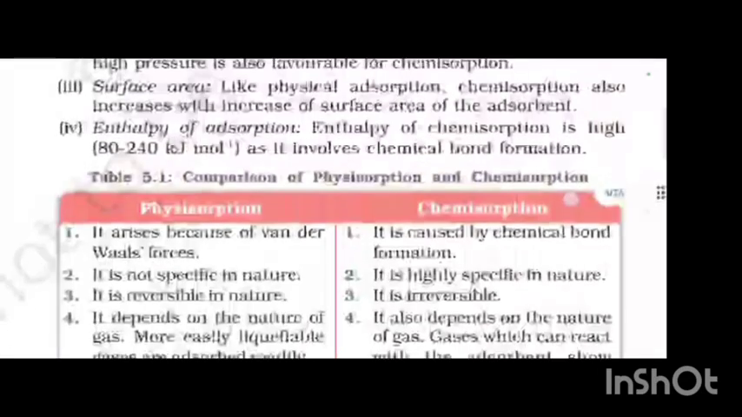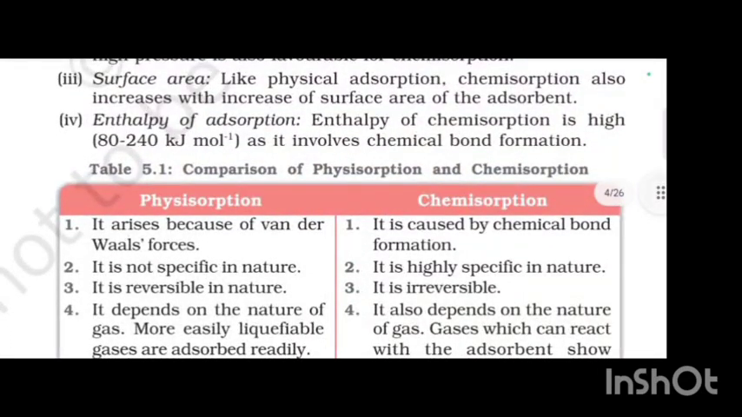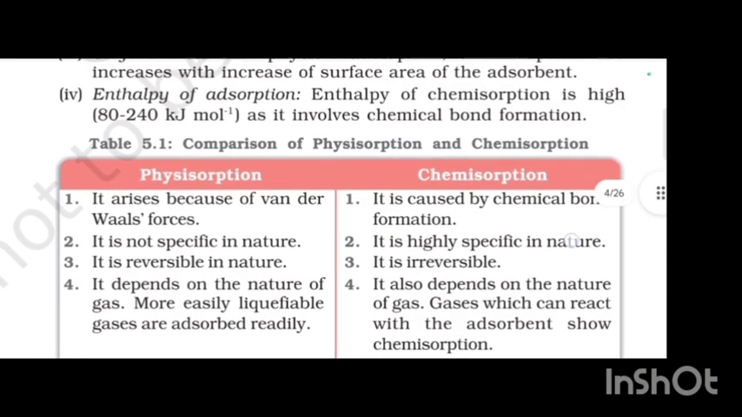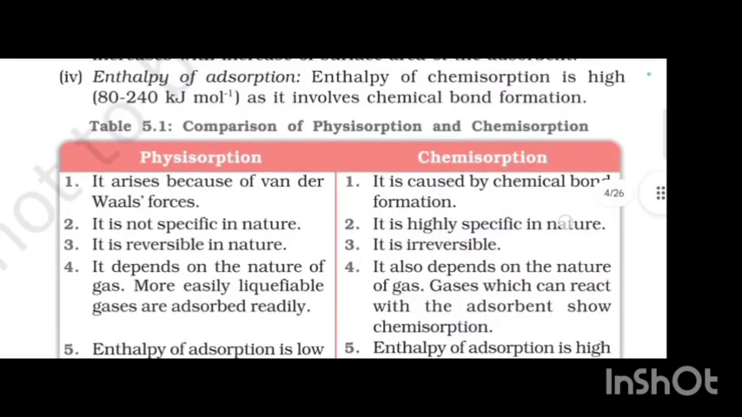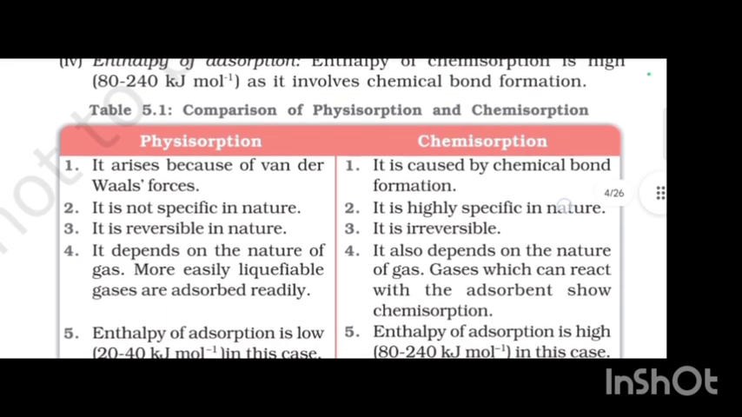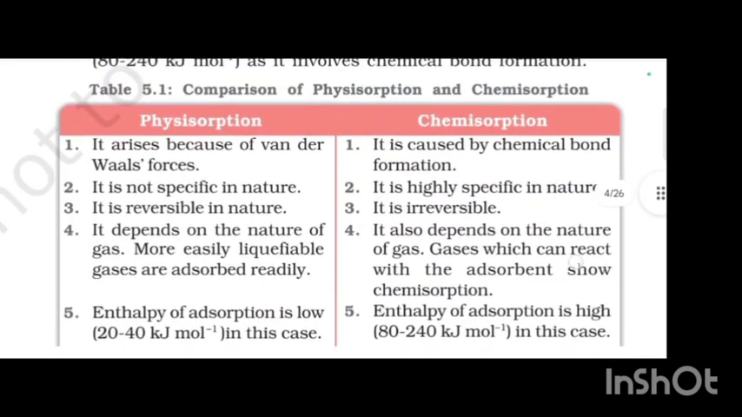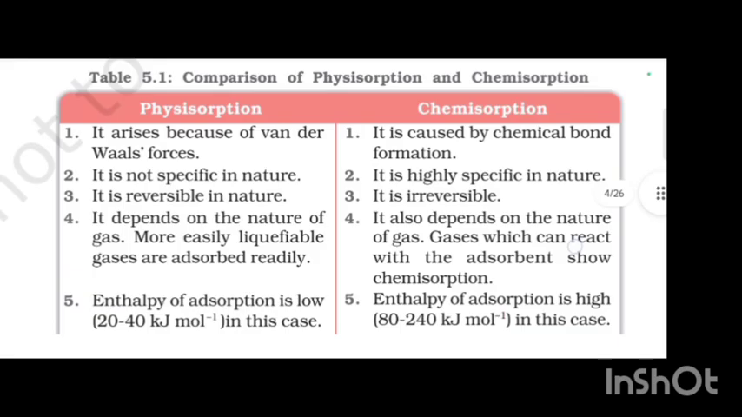Third, surface area. Like physical adsorption, chemisorption also increases with increase of surface area of the adsorbent. Fourth, enthalpy of adsorption. Enthalpy of chemisorption is high, 80 to 240 kJ mol^-1, as it involves chemical bond formation. Comparison of physisorption and chemisorption.